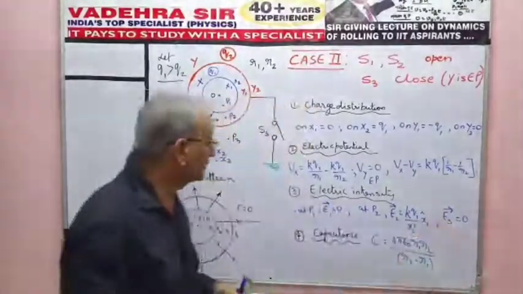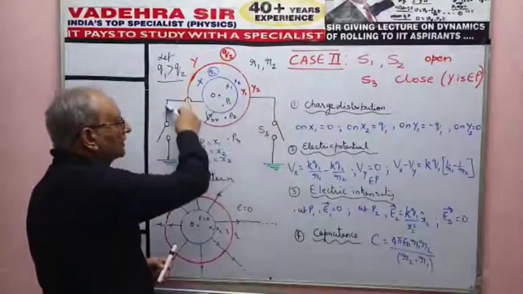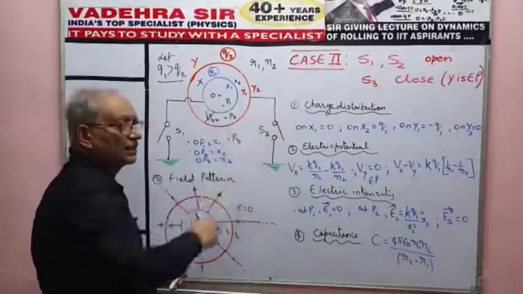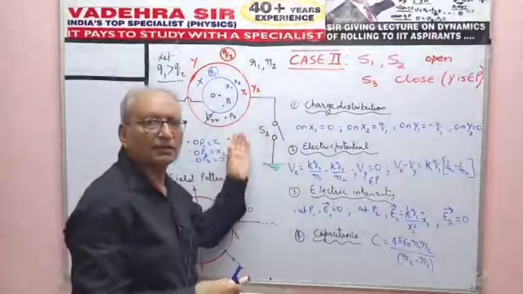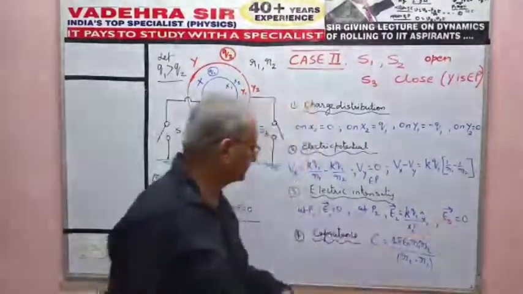As far as E3 is concerned, the field will be 0 because at P3, if I draw a Gaussian surface, the net charge inside is 0. q1 and minus q1, 0. So the field would be 0.